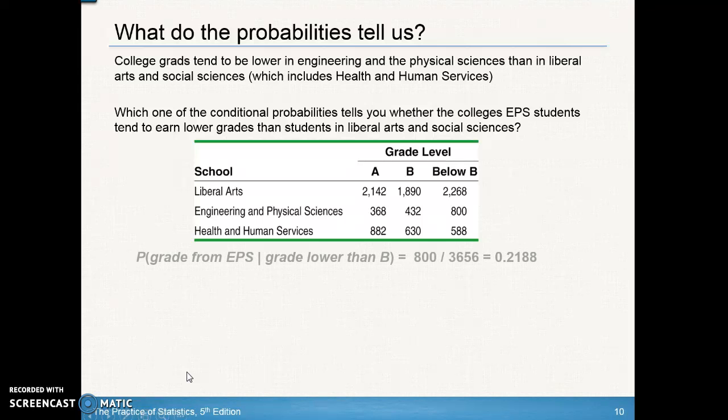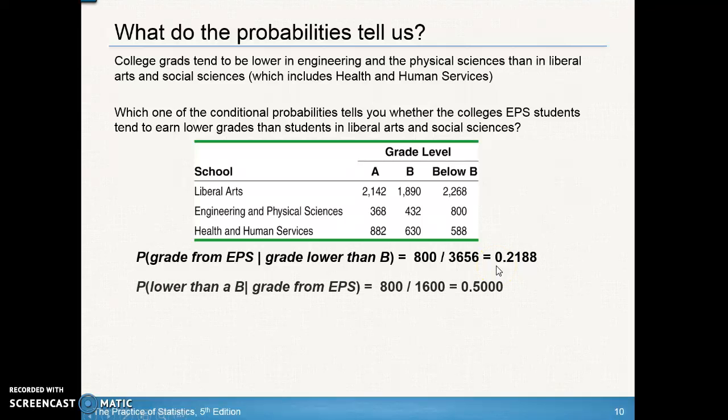Let's take a minute and look at those probabilities. What is the probability that the grade is from engineering and physical sciences given that the grade is lower than a B? Basically we're taking the column of everything lower than a B and comparing liberal arts, engineering and physical sciences, and health and human services to see which has the largest proportion. Conditional probabilities allow us to compare within groups instead of comparing to the total. So 800, 21% of the grades lower than a B are engineering and physical sciences.